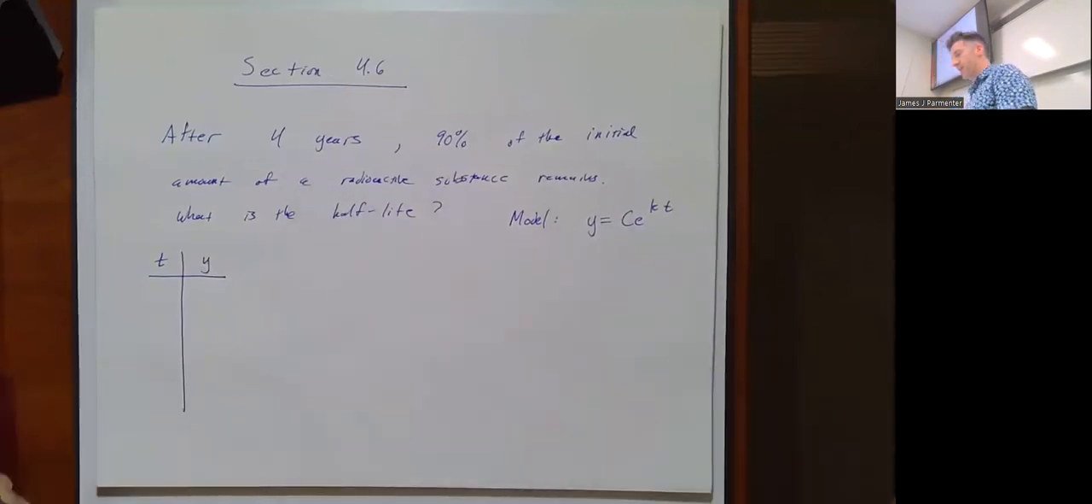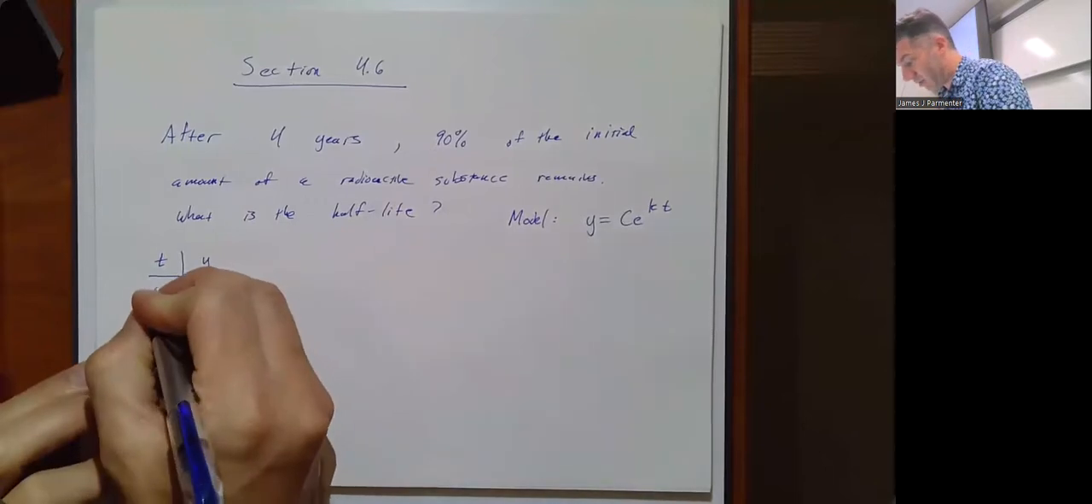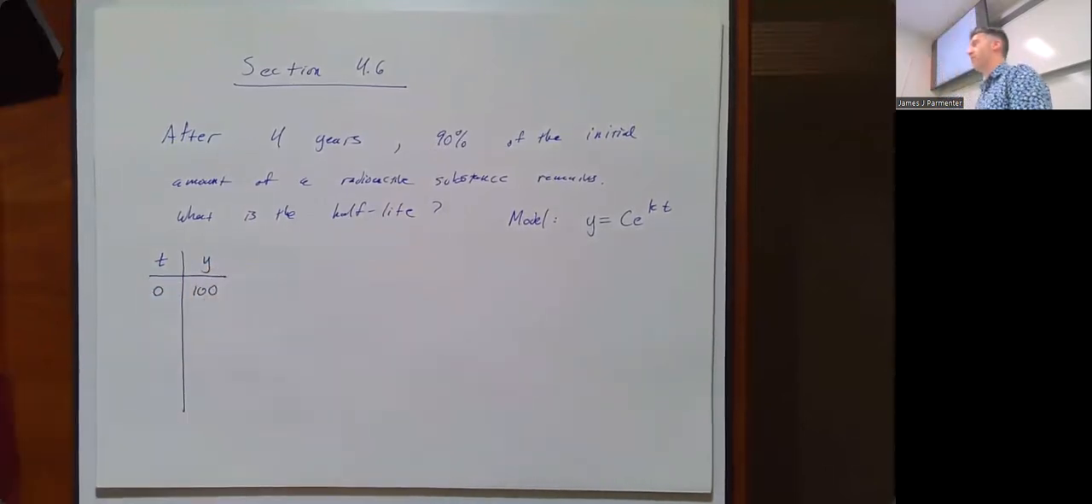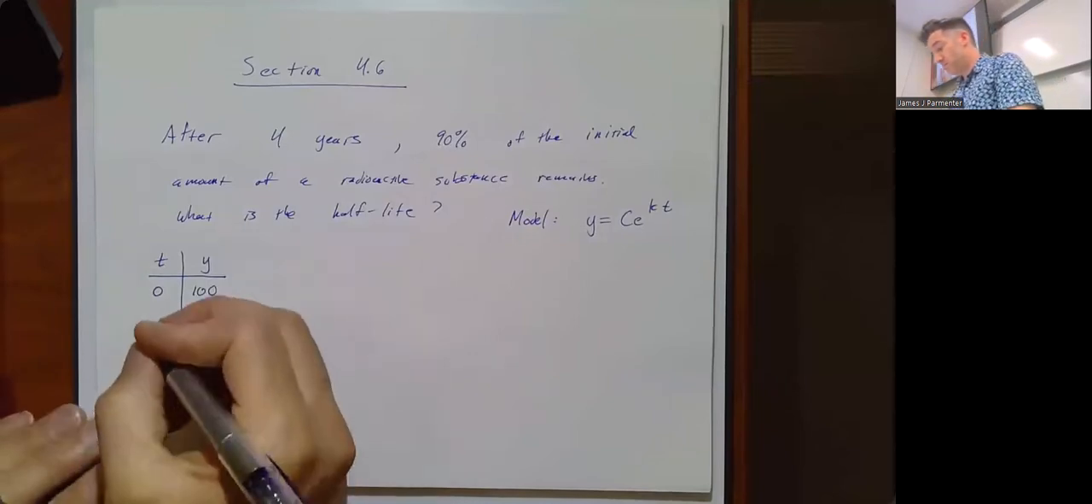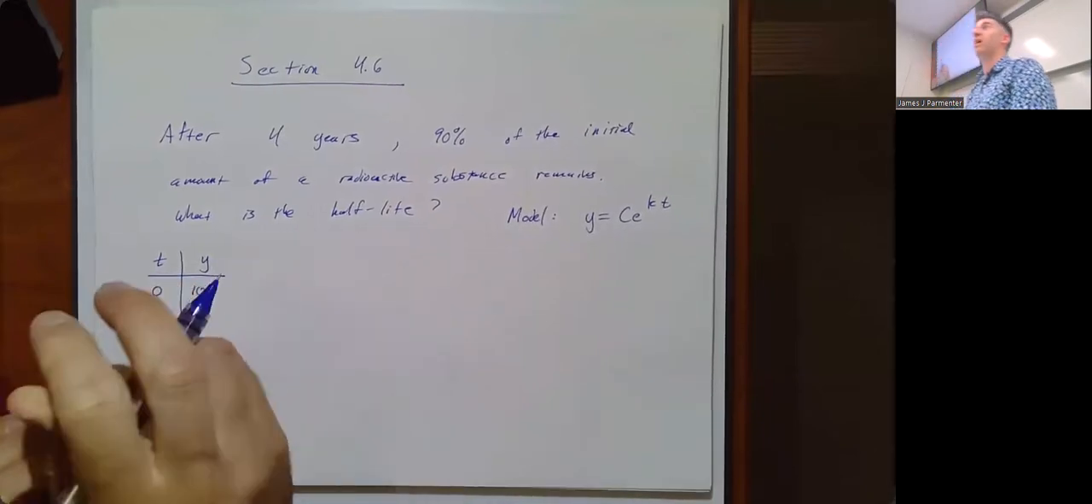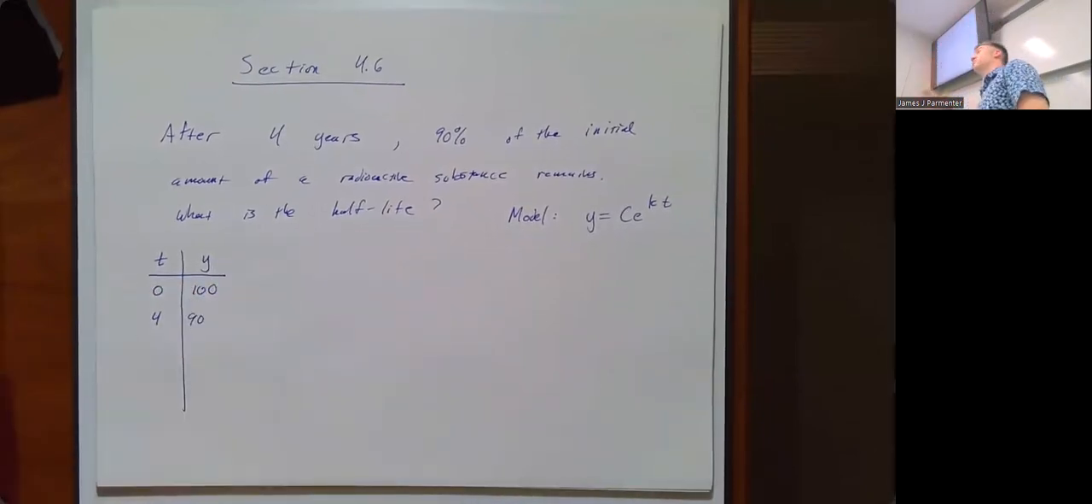After 4 years, 90% is left. So at the beginning, at time equals 0, you have 100% of the stuff. You can think of it as 100%, you can think of it as 100 grams, you can think of it as 100 tons, 100 of whatever units you want, right? They didn't give us units, we don't have to use them. And then 4 years later, we have 90% of 100, which is 90. That's why I picked 100, because percents are really easy.